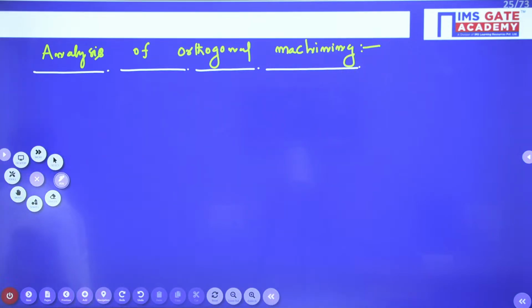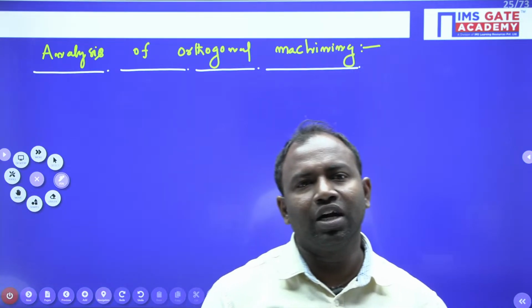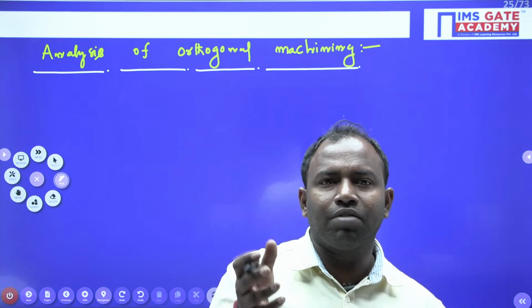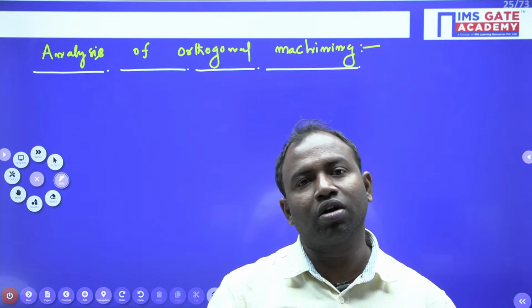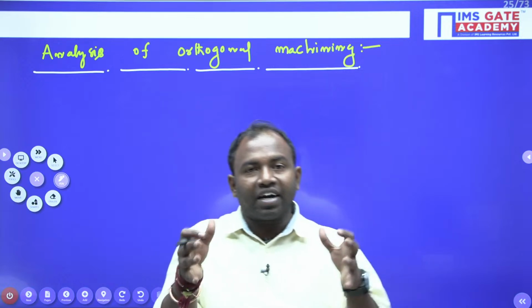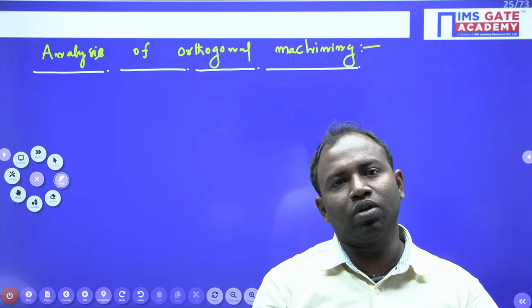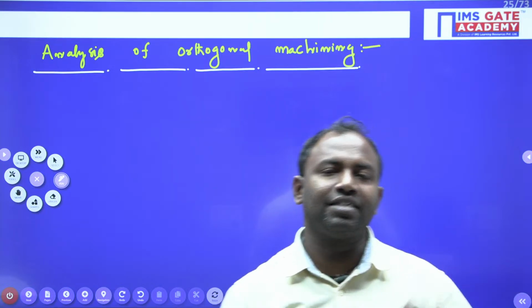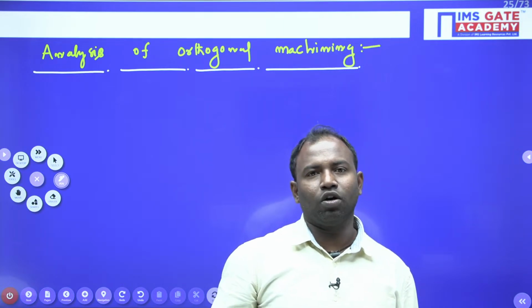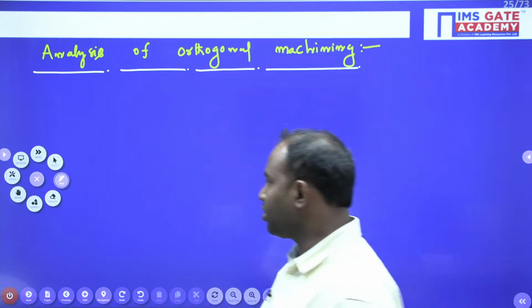Right. Now here we have two types actually, oblique machining and orthogonal machining. What is orthogonal machining? Now let me explain. Orthogonal machining is nothing but, if the cutting edge of the tool is perpendicular to the cutting velocity vector, then it is considered as orthogonal cutting. If the cutting edge of the tool is not perpendicular and is at a certain angle to the cutting velocity vector, then it is considered as oblique cutting. But we are not required to go for oblique cutting, we just go for orthogonal cutting analysis, because most of the problems will come from orthogonal from the GATE point of view. Okay. Now let me go for that.